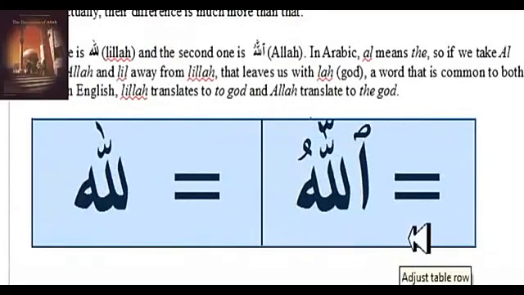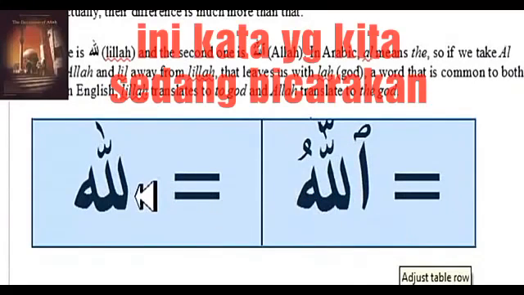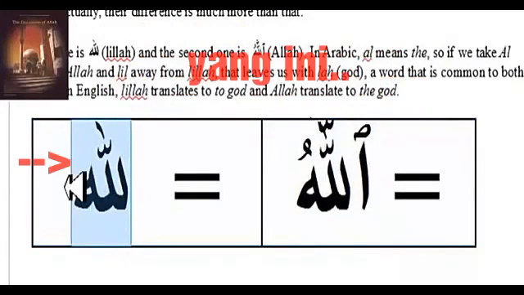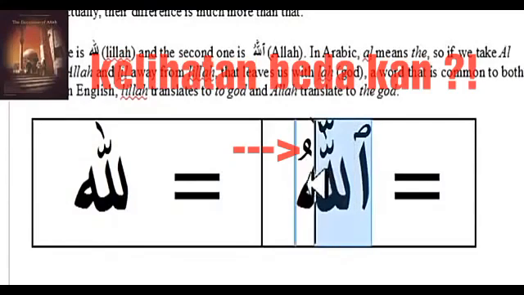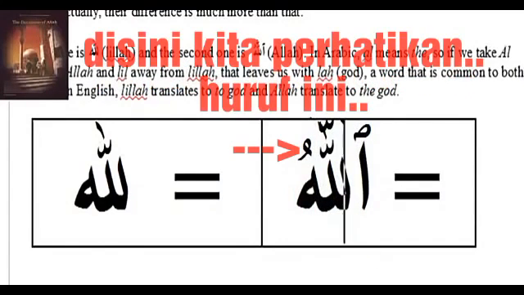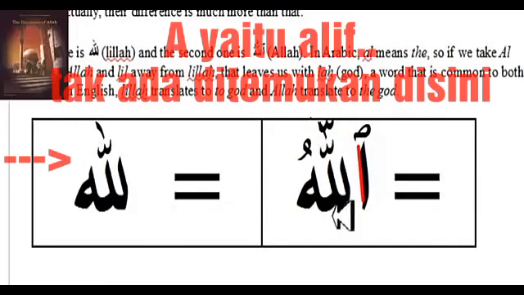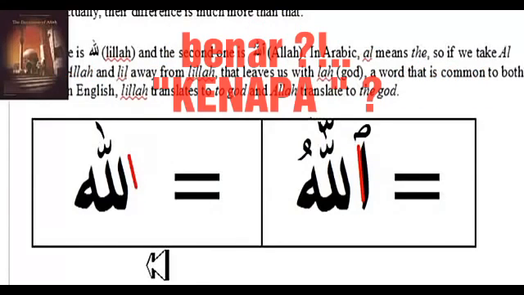Here we go. This is the word we are talking about. This is one, and this is the other one. Now I'm sure you notice the difference, right? In here we notice that this letter A, which is Alif, does not exist in here. Correct? Why?